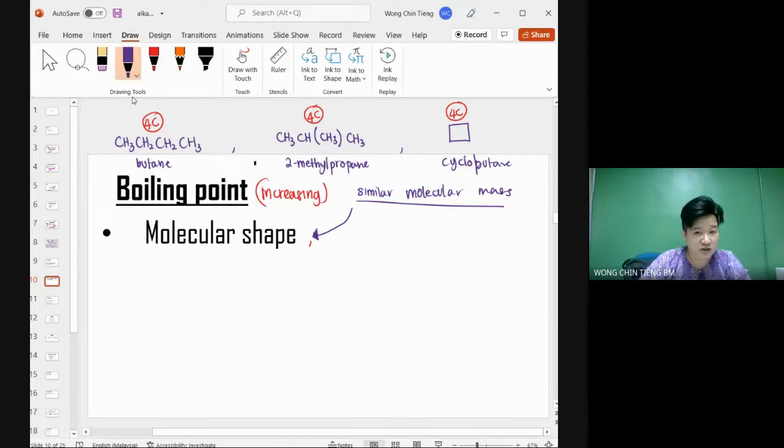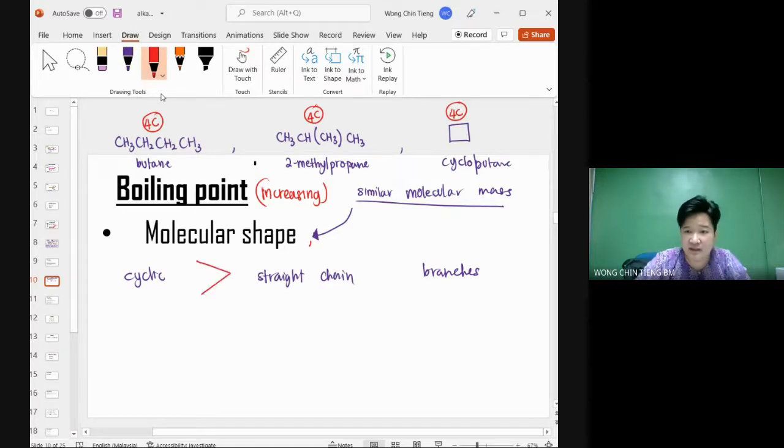Molecular shape, there is 3 different conditions. One is straight chain. One is branches. Okay. Sorry, can I have cyclic first? Saya nak susun terus. Cyclic, straight chain, and branches. Okay. Contact surface area for cyclic is the largest compared to the straight chain compared to the branches. Contact surface area is the highest over here. Contact surface area is the lowest over here.